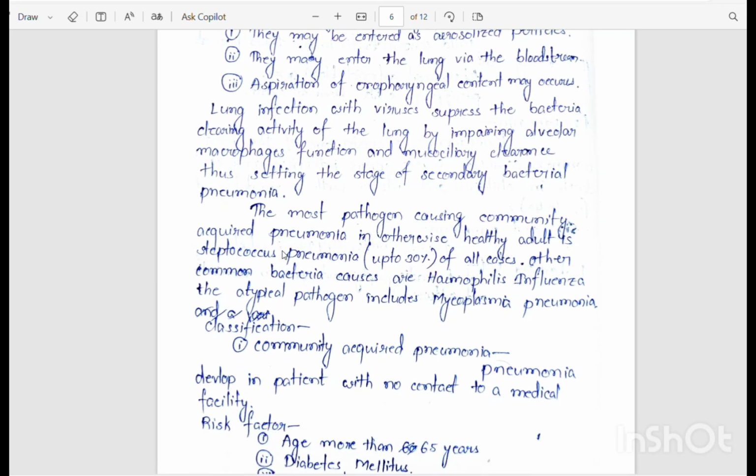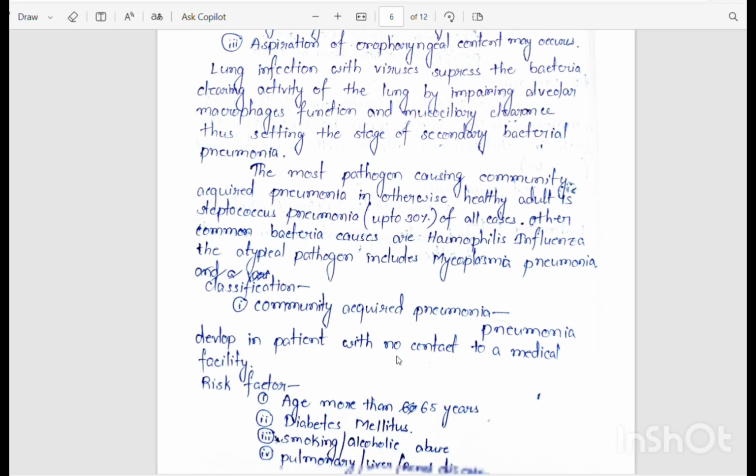The most common pathogen causing community acquired pneumonia in otherwise healthy adults is Streptococcus pneumoniae, up to 30%. So up to 30% of healthy adults can get pneumonia through the pathogen called Streptococcus pneumoniae. Another commonly bacterial cause is Haemophilus influenzae. And an atypical pathogen that causes pneumonia is called Mycoplasma pneumoniae.